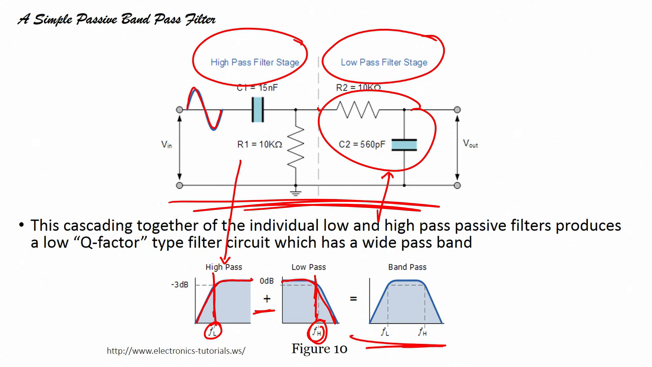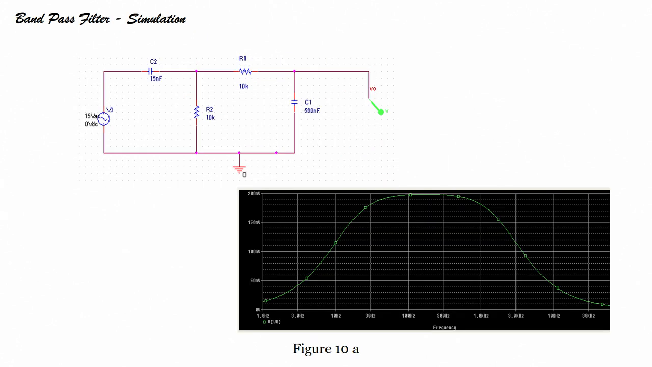So, this cascading together of individual low pass and high pass filters produces a low Q factor type filter circuit, which has a wide pass band. It is a very easy to understand band pass filter once you know how the low pass and high pass filters work.